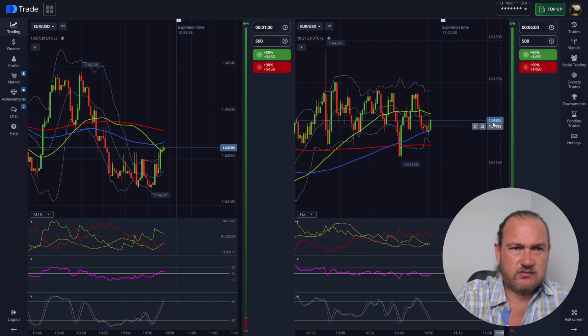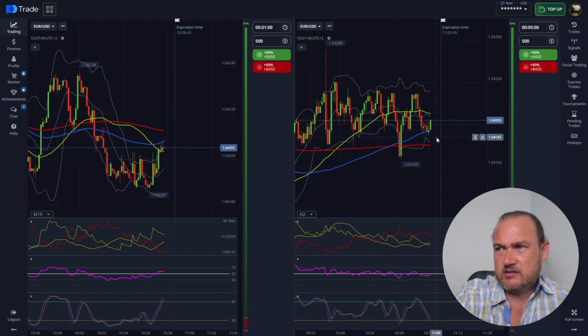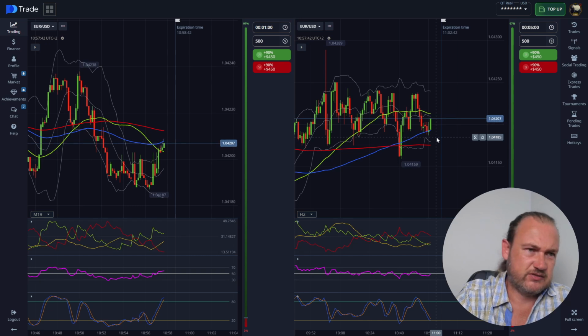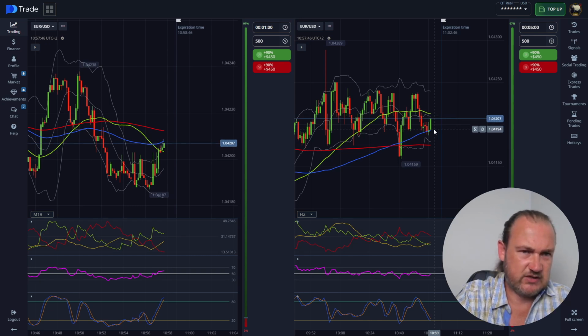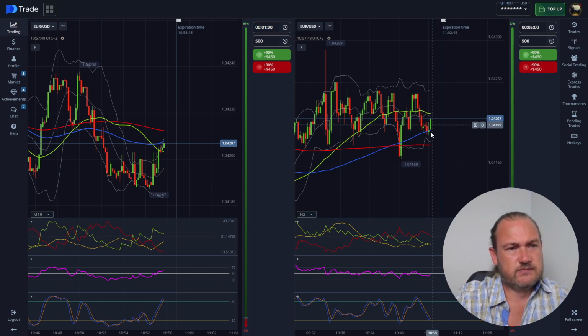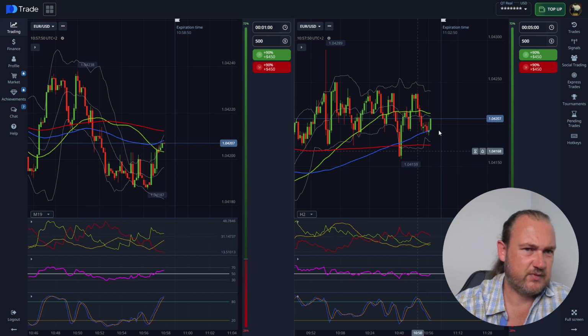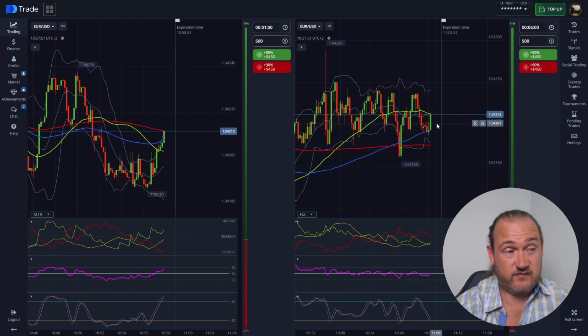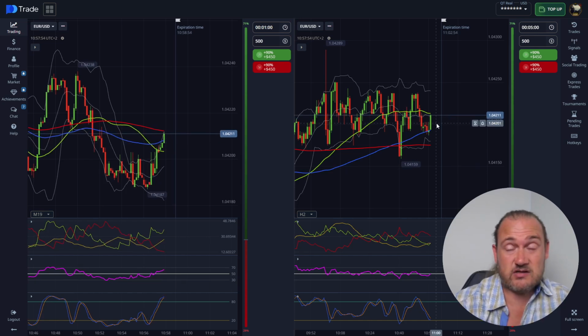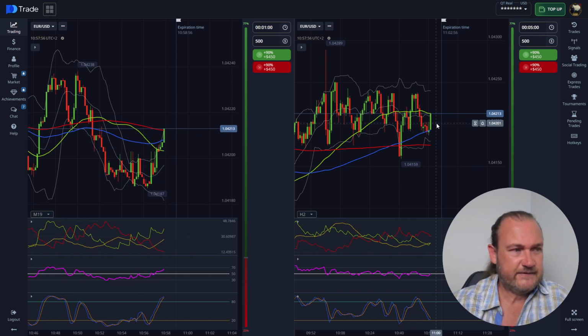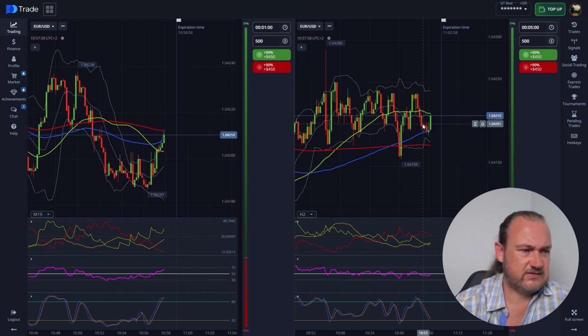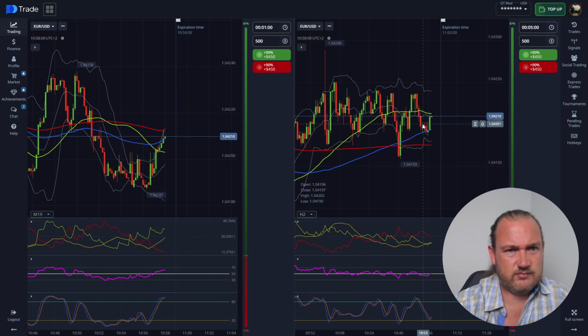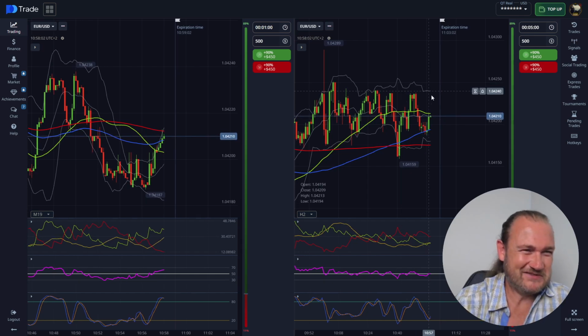1.042 is a big level. It's been hit a few times recently, in the last few days. So I'd like to see a break of this. I'd like actually to see a break of 1.04. I'd love to see a break below that. But we'll wait and see what happens.